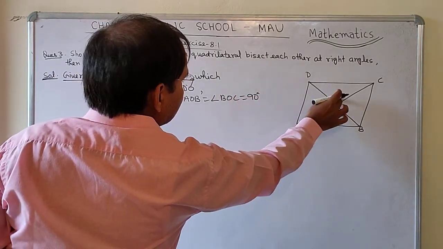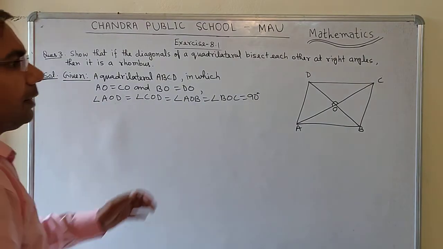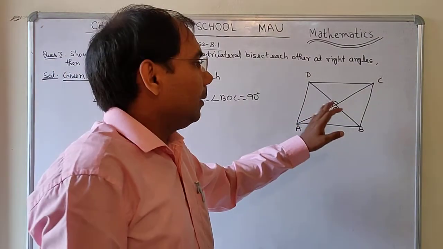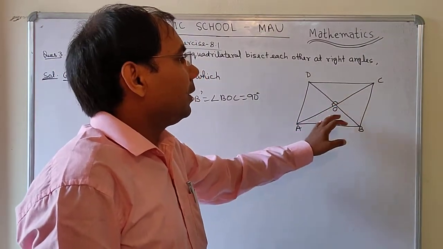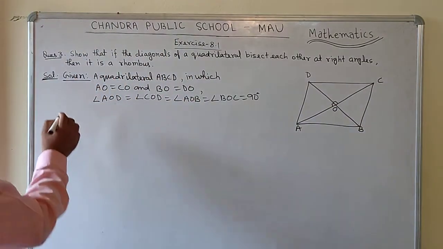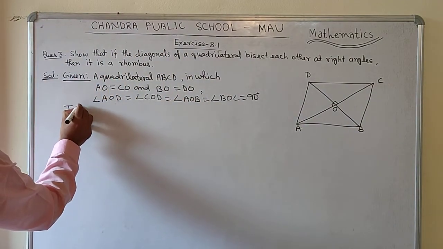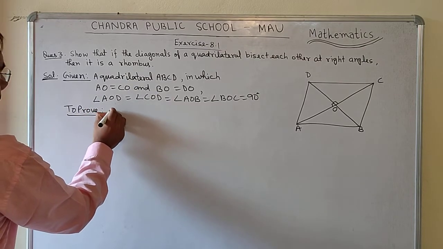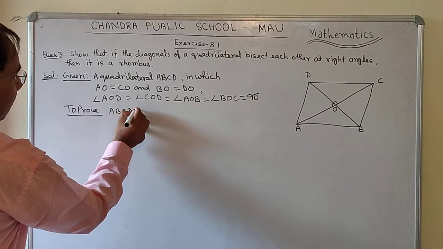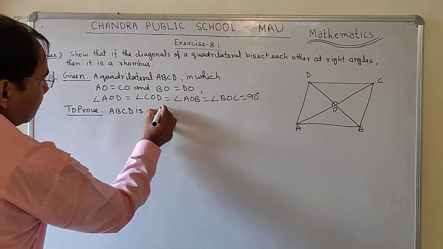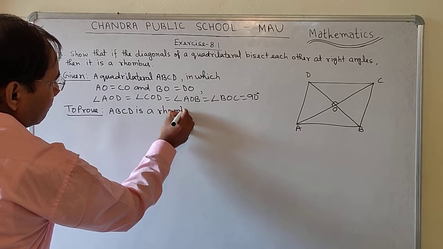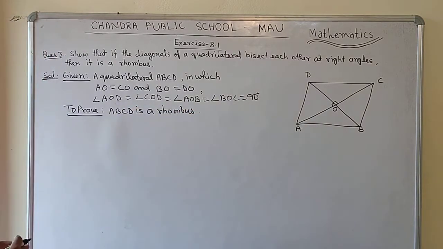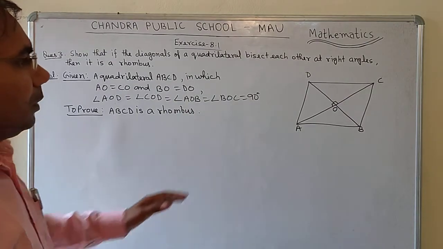Here all these angles are 90 degree. It is given they bisect each other at right angle. It means all these angles are 90 degree. Then what you need to prove? You need to prove that ABCD is a rhombus.